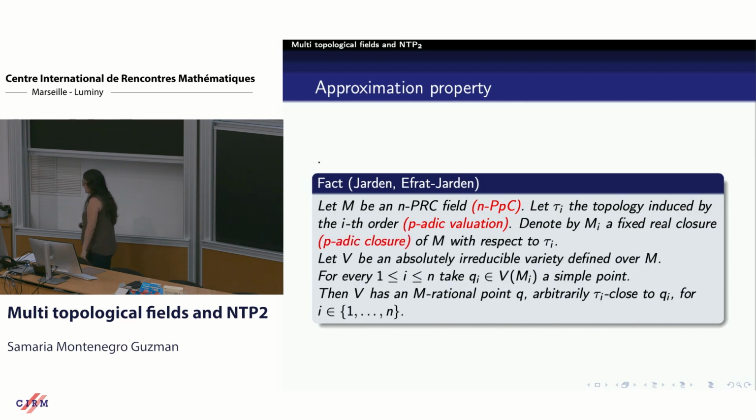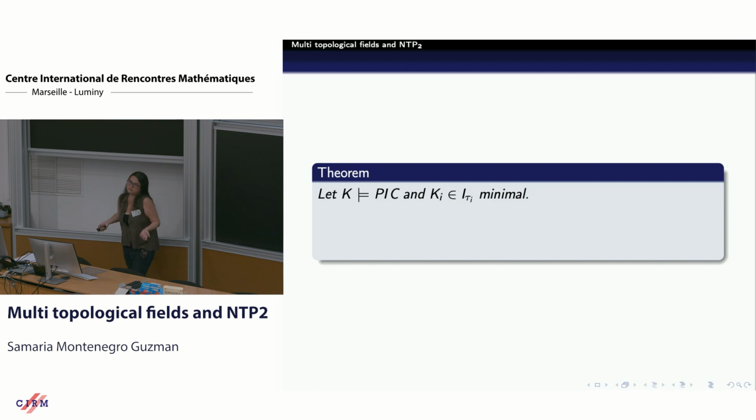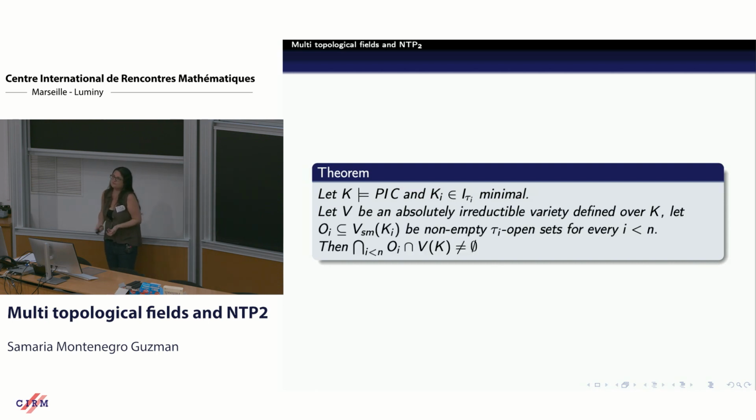Also, there is a nice result that is true also in PRC and in PPC. That was shown by Jarden for PRC and Jarden for PPC. The idea is that if you have a V-topology, something really nice is true: you can take one open set in each topology, and the intersection of all the open sets will always be different from the empty set. This is really strong. But it is even stronger, because it says that you can take a smooth point on some variety for each real or p-adic closure, and you can find a rational point in the field that is close to all the points that I take. It's kind of stronger.